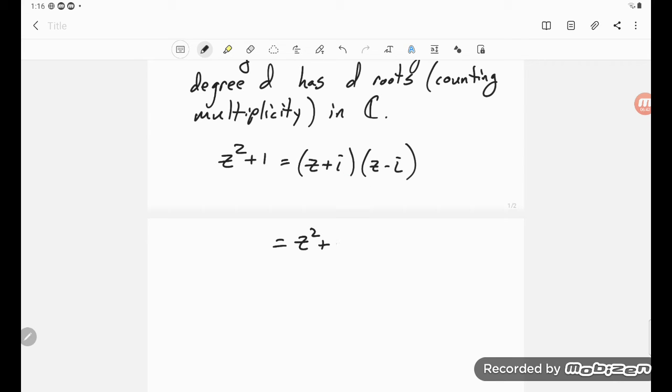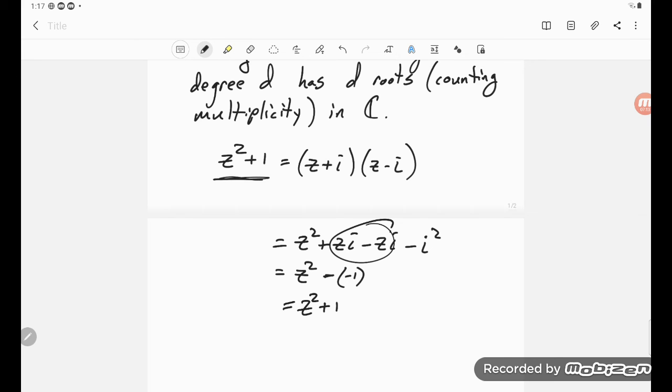But again, to check this, multiplying this out, I get z squared, then plus zi minus zi, and then minus i squared. Okay, but that's z squared. Those make 0. And then I've got minus i squared, but i squared is -1. And so this is z squared plus 1. So where we used to not be able to factor that, now we can.